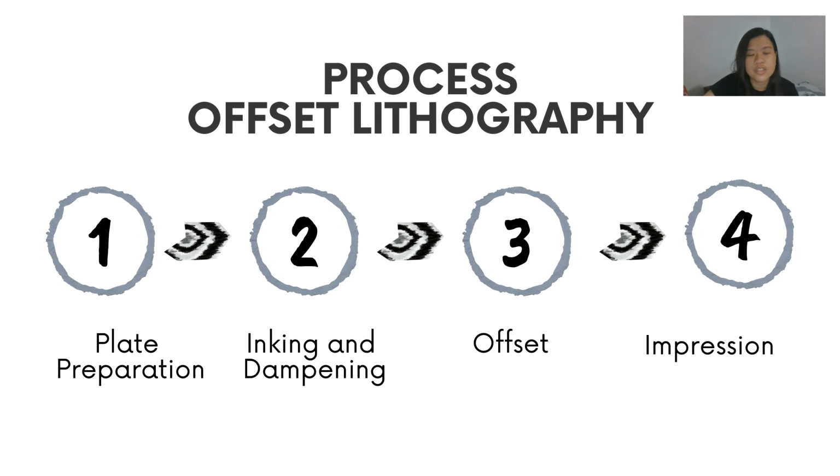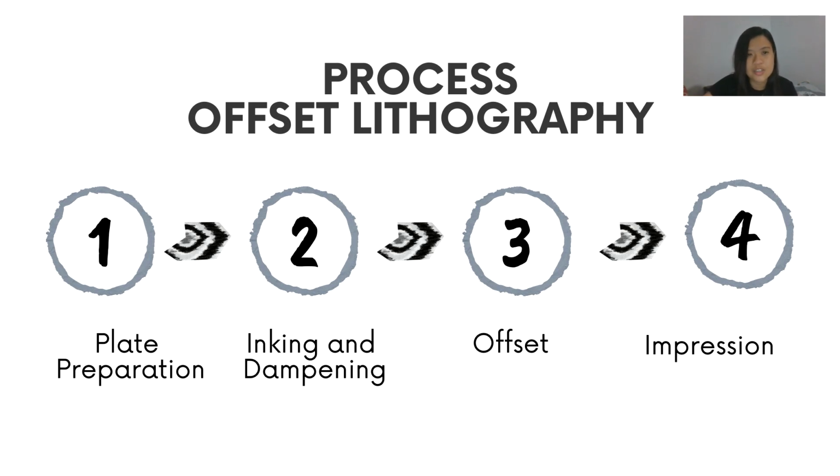So in the process of offset lithography, the first step is plate preparation. A flat printing plate is prepared where the image area attracts ink while the non-image area attracts water. The second step is inking and dampening. Rollers apply water and ink to the plate. The ink sticks only to the image areas.